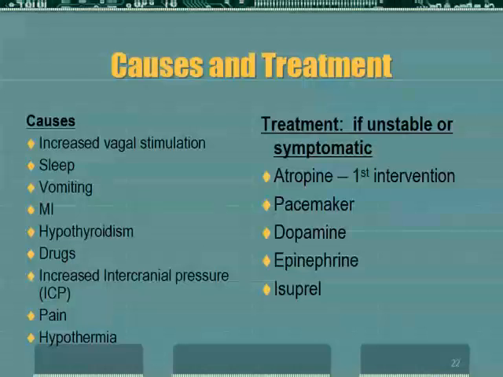Typically, the treatment is going to be atropine if that patient is symptomatic. That would be the first intervention. If it's an extremely low heart rate and it's due to maybe a heart block in addition or something like that, the patient may require a pacemaker or medications such as dopamine, epinephrine, or an isoprel drip.